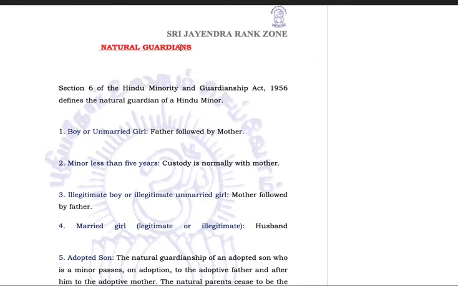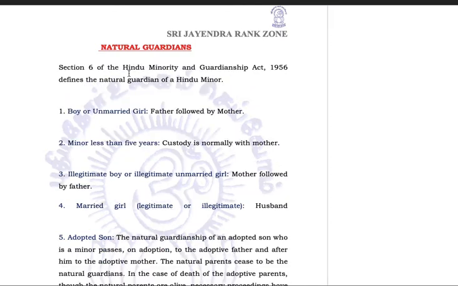What is a natural guardian? Section 6 of the Hindu Minority and Guardianship Act 1956 defines the natural guardian of a Hindu minor. Who are the natural guardians of a Hindu minor? For a boy and an unmarried girl, the father, followed by the mother. These are the categories of natural guardians.